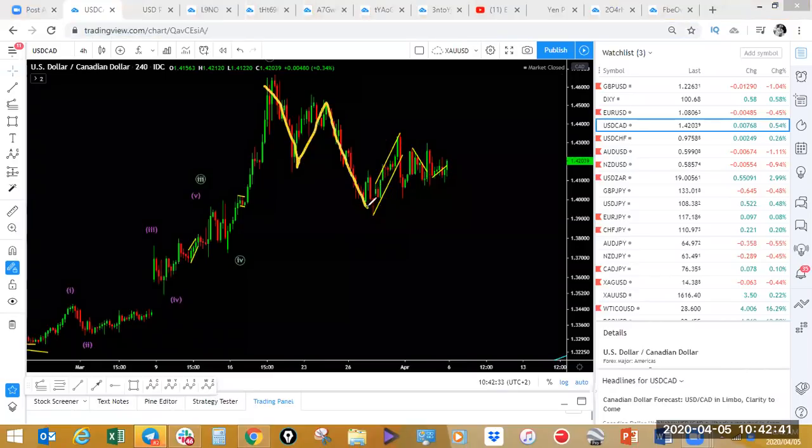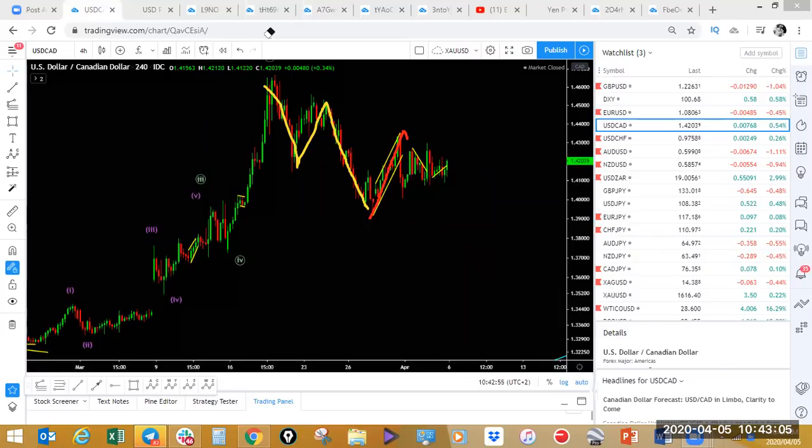3 waves down. Now we're starting another move to the upside. I was expecting that we're just going to have a pullback and we're going to have another 3 waves to the downside like that before we make a move to the upside again. So if we get a move like that, that means that this is not the end. We're going to break higher than this, right? So let's have a look at what the structure looks like now.